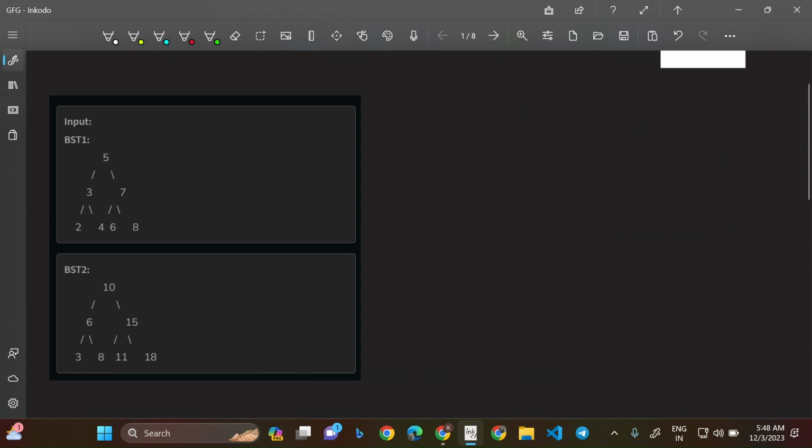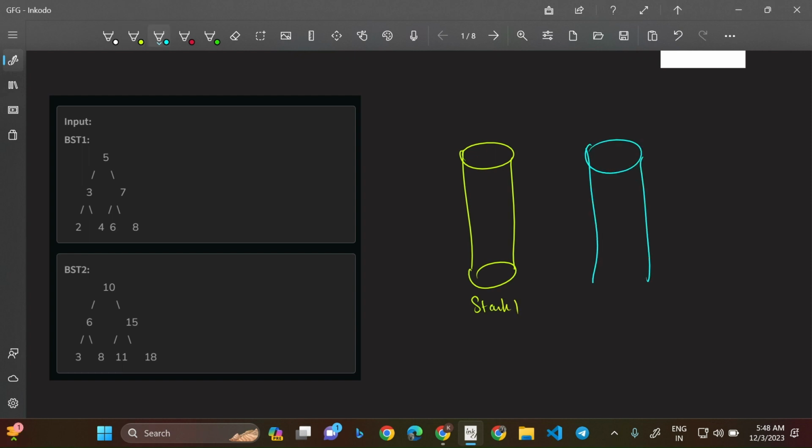So how am I going to use stacks? Consider two stacks like this. This is stack 1, and this is stack 2. Fine. So what am I trying to do? As said, in BST1 we'll be writing X equal to 16. This is what we need to find. In BST1, we will be traversing in increasing order, and BST2 will be traversing in decreasing order.